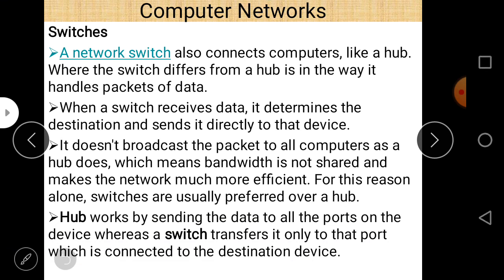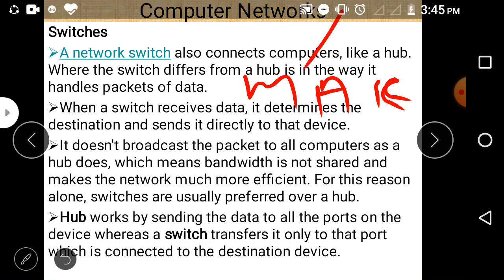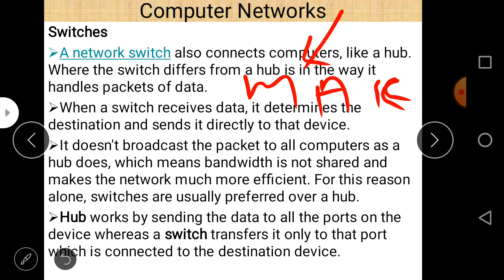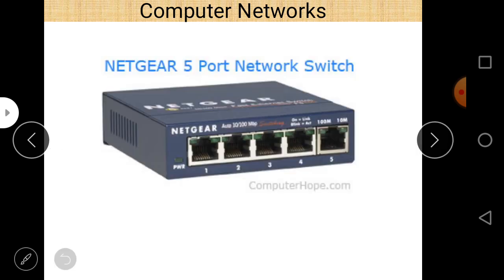There is the MAC address. MAC address means media access control. It is a unique address for all computer systems, and this address is provided by the NIC card, network interface card. A hub doesn't use any MAC address and simply broadcasts the data, while using a switch the data packet is sent to a particular computer system. And this is a type of network switch.